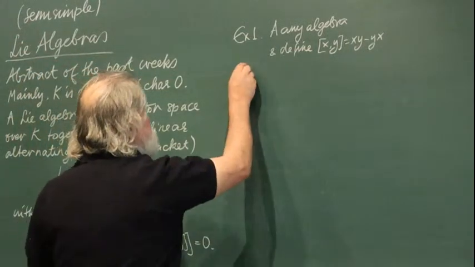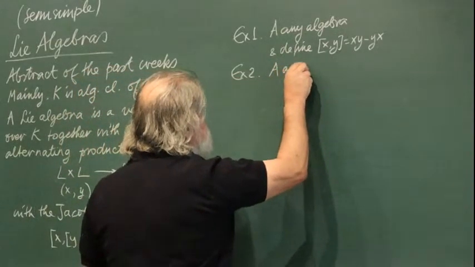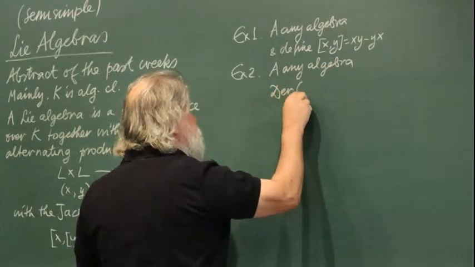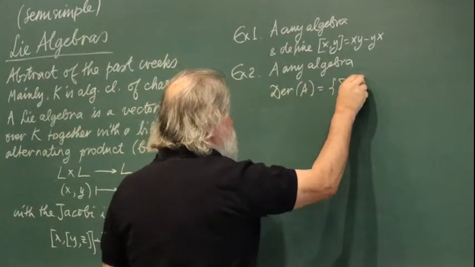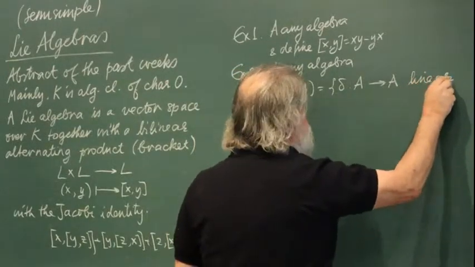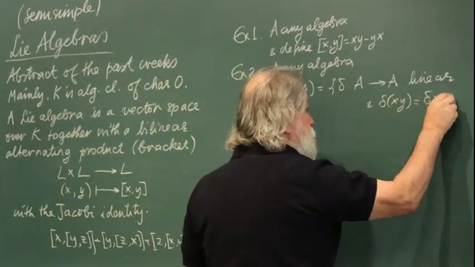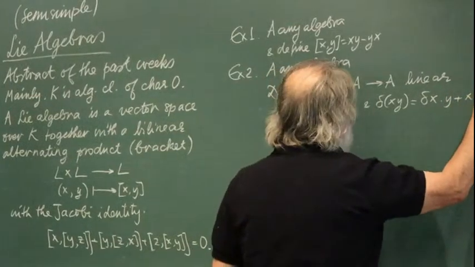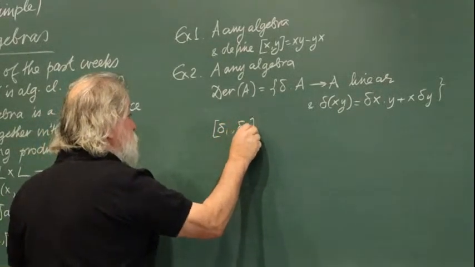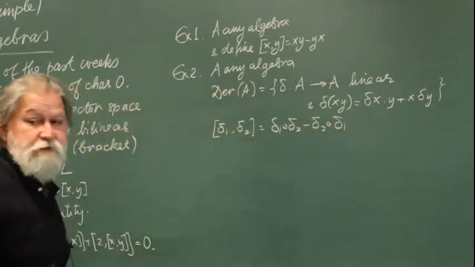Example two, any algebra. Look at the derivations of A, delta from A into A, linear, such that delta of xy is delta x times y plus x times delta y. And under the operation, [delta 1, delta 2] is equal to delta 1 composed with delta 2 minus delta 2 composed with delta 1. This is also a derivation.